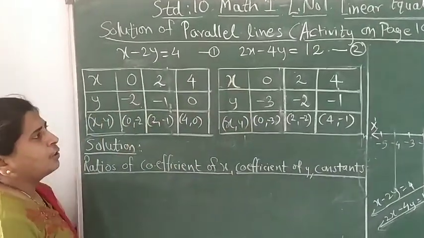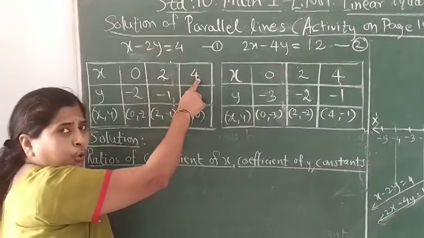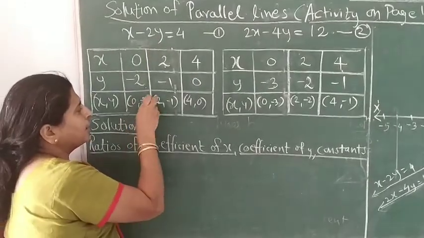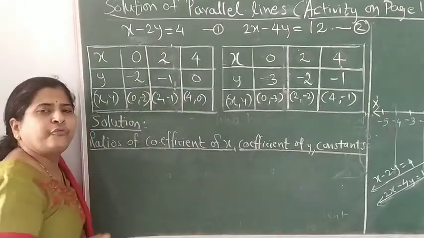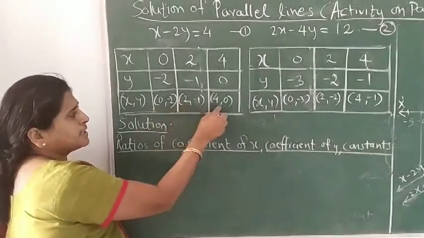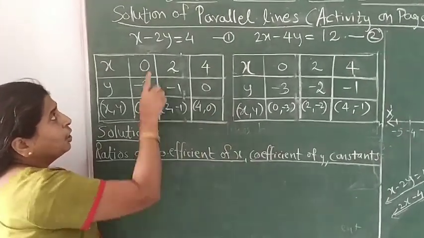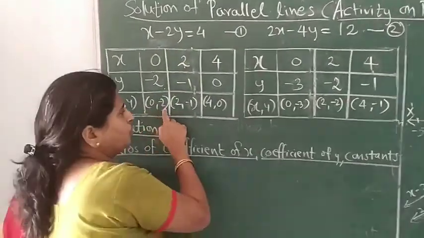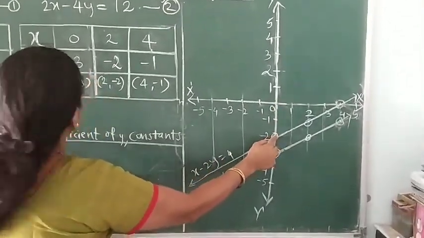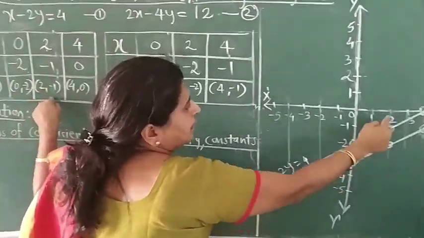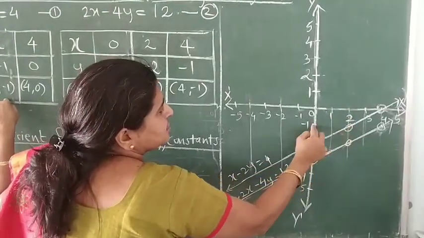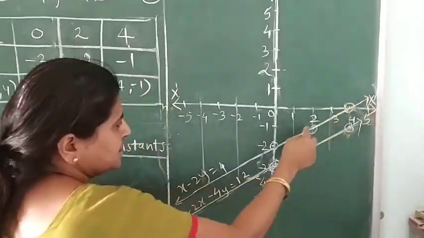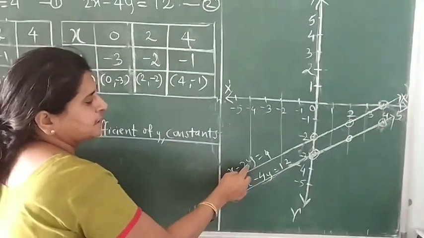Now taking values of x, we have derived these values of y from this equation and we have got these three ordered pairs of x and y. When we plot these points, we get line number 1 of the equation x minus 2y is equal to 4. Let's see: x is 0, y is minus 2; x is 2, y is minus 1; and the last, 4 comma 0, x is 4, y is 0. So this is the line of the equation x minus 2y is equal to 4.